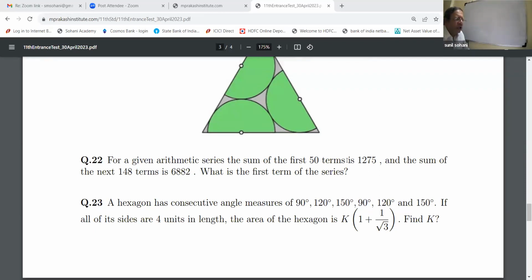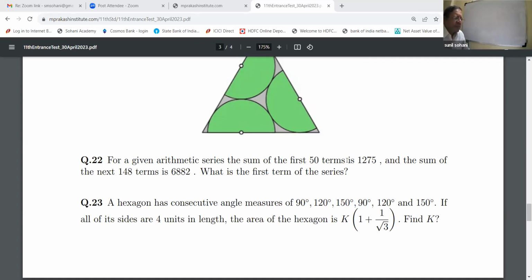For a given arithmetic series, the sum of the first 50 terms is 1275 and the sum of the next 148 terms is 6882. What is the first term of the series? Here there is a printing mistake on the website. The word next should have been the first 148 terms. So that is a little error while printing the question on the website.